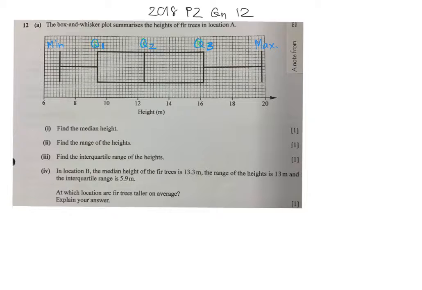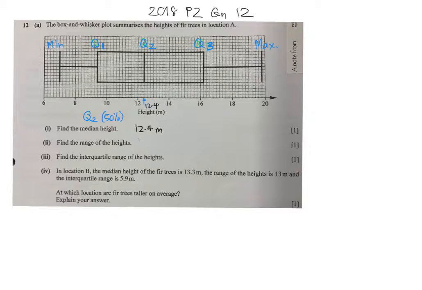So for median height, which one of the things here are we referring to for median? Middle. Q2, which is 50%, and which is the middle that you're talking about. Correct? 50% is at the middle. So basically, I'm reading off this value over here. What is it? 12.4. Do you all agree? 12.4 meters.